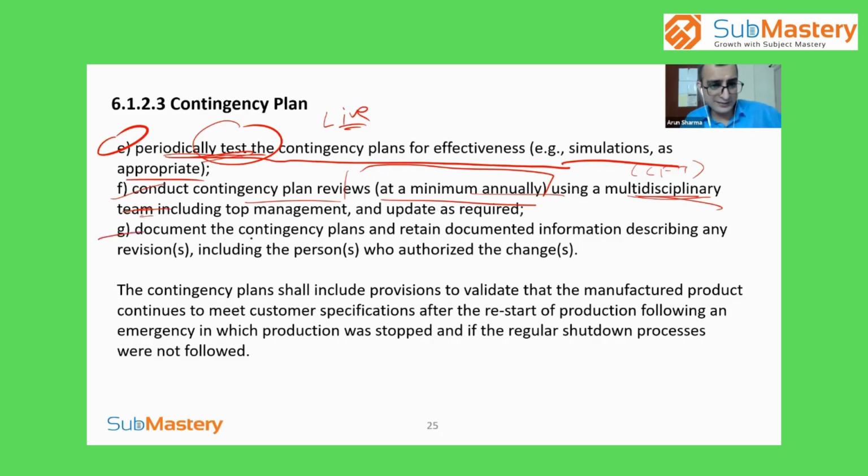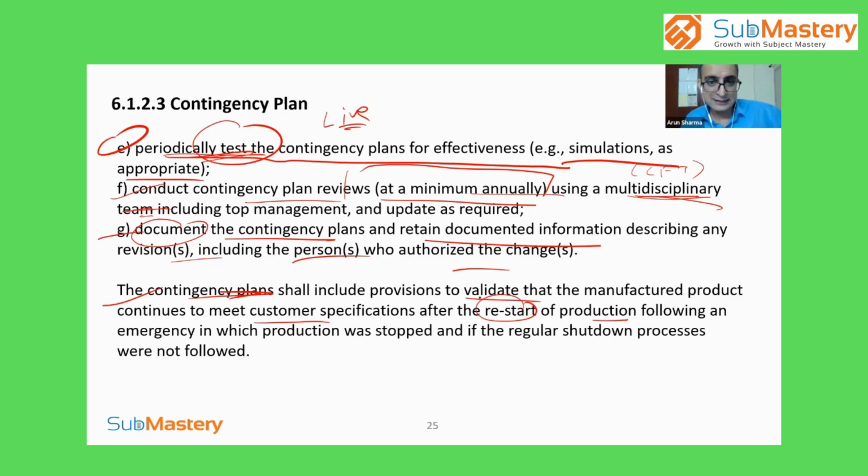Document the contingency plan. So the contingency plan should be documented. Retain documented information. Keep the evidence. What was the revision? Who has updated? Who has authorized the change? Keep all the records. The contingency plan shall include provision to validate that the manufactured product continues to meet customer specification after restart of production following an emergency in which production was stopped, and if the regular shutdown process was not followed.